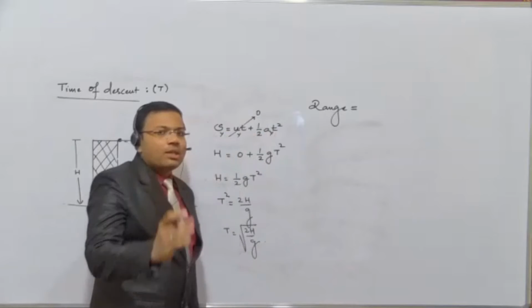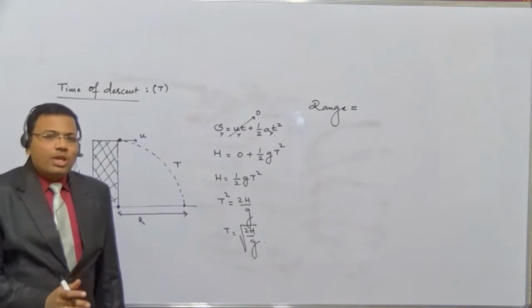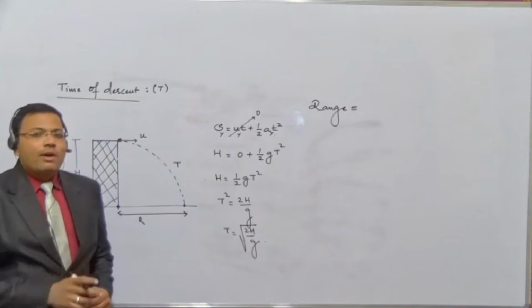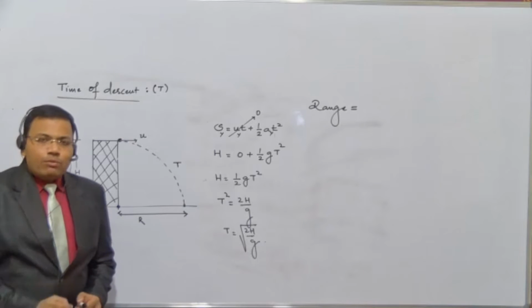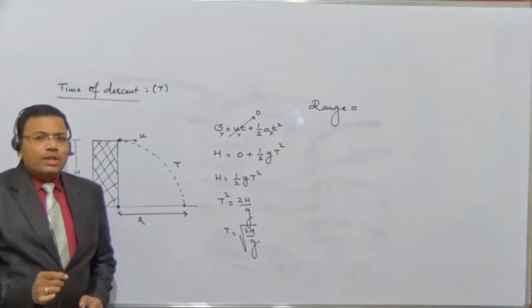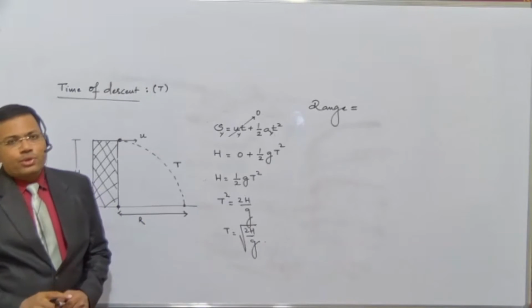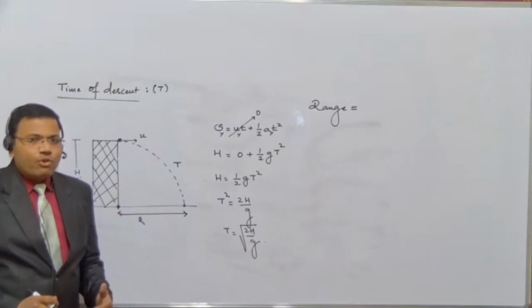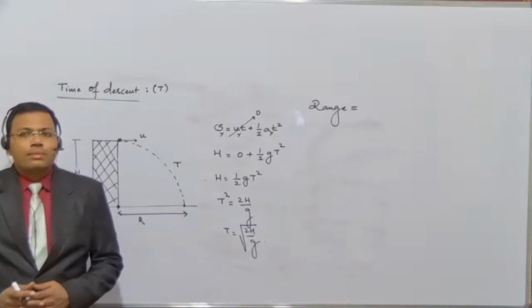Now beta, just turn the pages. Just turn the page and just check the formula what I have used for the calculation of range in case of oblique projectile motion. Just turn करिए और range का formula देखिए what I have used. I'm going to use the same equation or same formula, I can say. Just turn and see.